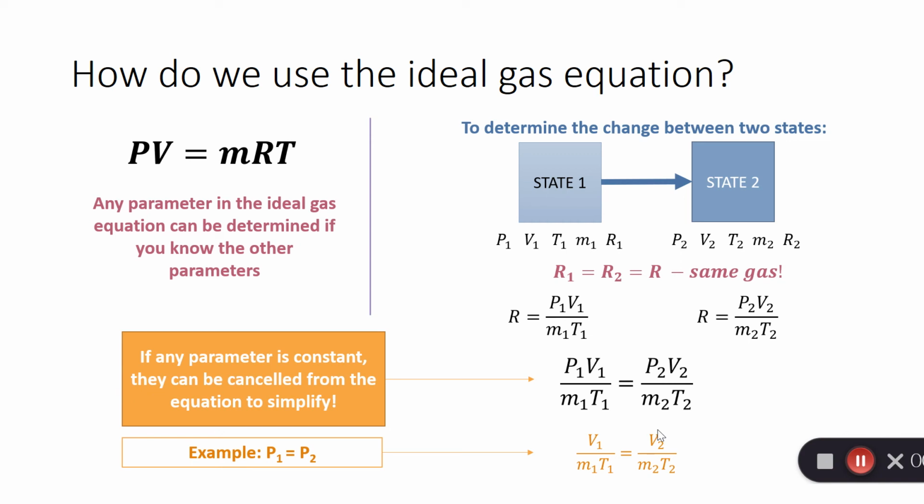If more parameters are constant, for example, in a closed system like this, mass should be constant. So if mass is constant, you can remove mass from the equation as well, and then you have a very simplified version. Okay, so that is how you use the ideal gas equation, either to find one parameter when you have the other four, but also when you have a change in state, when you have a process going on, you can use a relation like this.